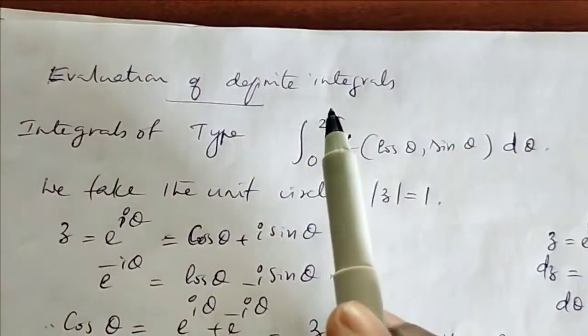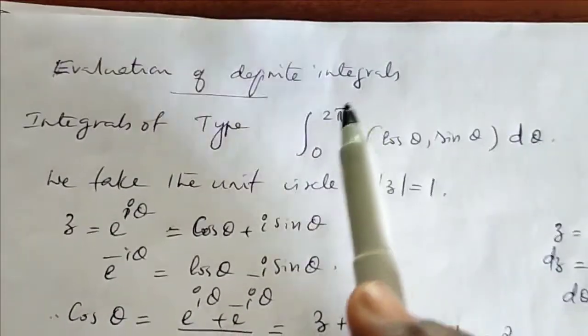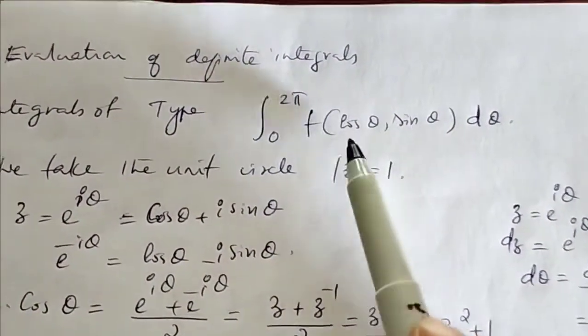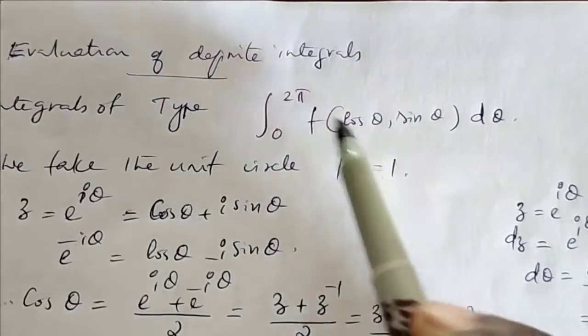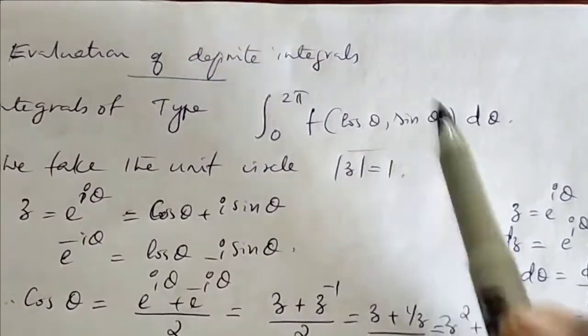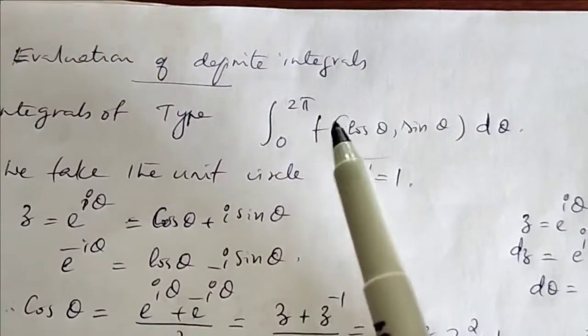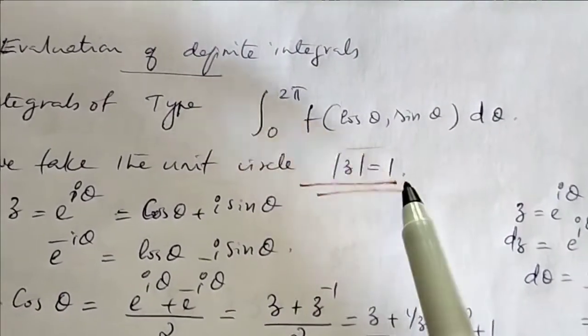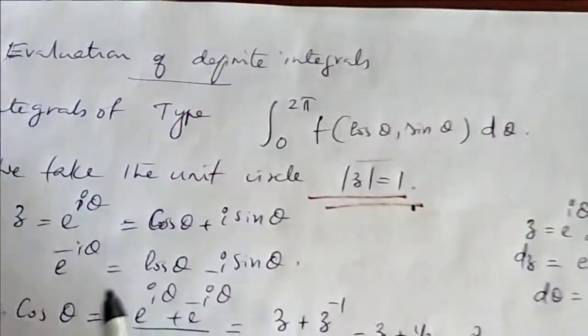So next topic is to evaluate definite integrals. So integral of the type integral from 0 to 2 pi f of cos theta sin theta d theta. The function is in terms of sin theta cos theta and theta from 0 to 2 pi. 0 to 2 pi means we will get the unit circle mod z is equal to 1. So the region is the circle mod z is equal to 1.